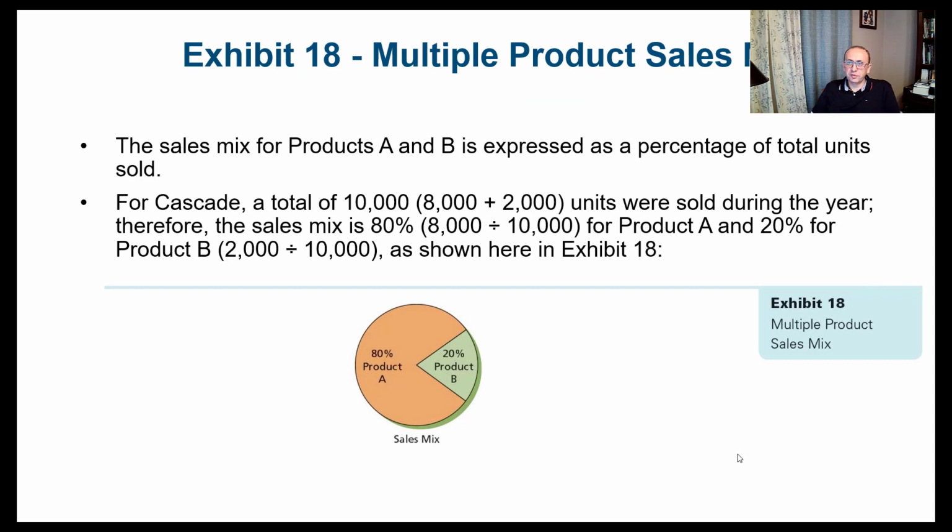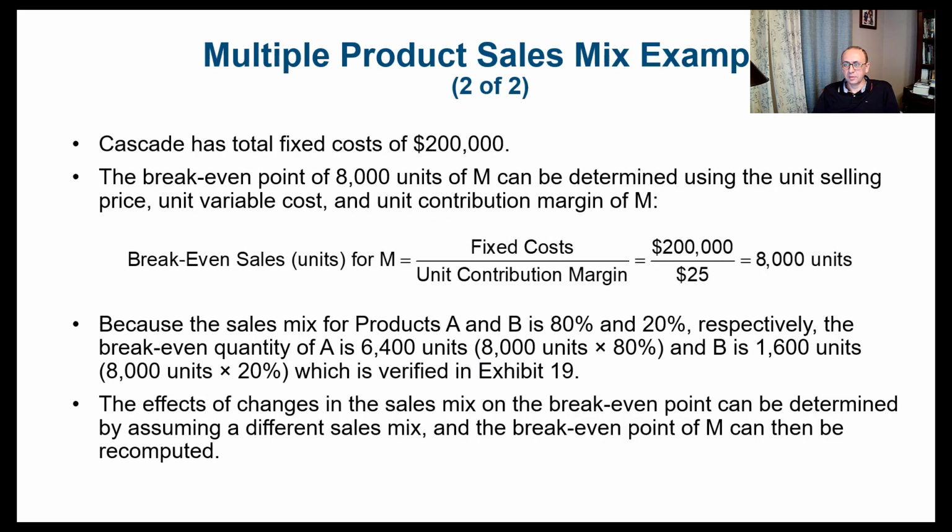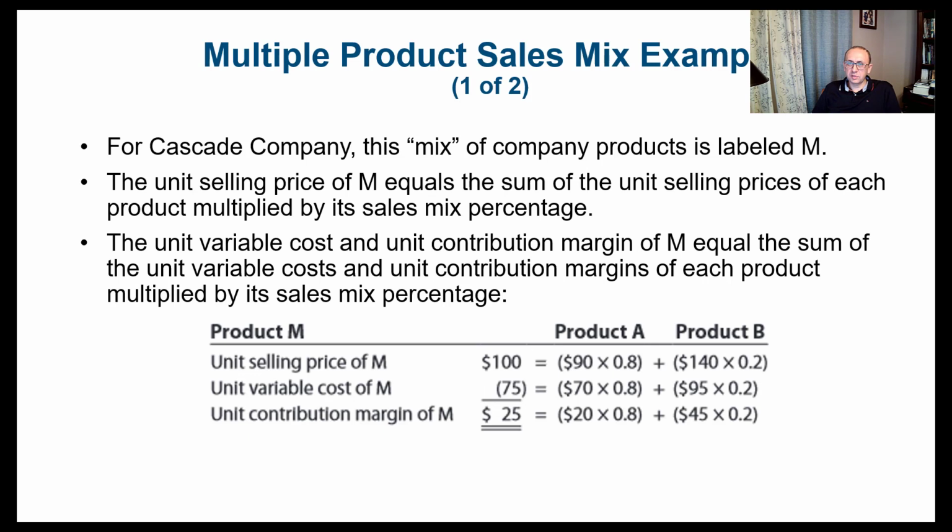So the sales mix for products A and B is expressed as a percentage of the total units sold. For Cascade, a total of 10,000 units were sold during the year. Therefore, the sales mix is 80% for product A and 20% for product B. You can see here in this pie that 20% is product B and the majority is product A, which is 80%. We like to call that the sales mix. Keep in mind, we're only looking at number of units. We do not include the dollar value. So for Cascade Company, this mix of company products is labeled M.